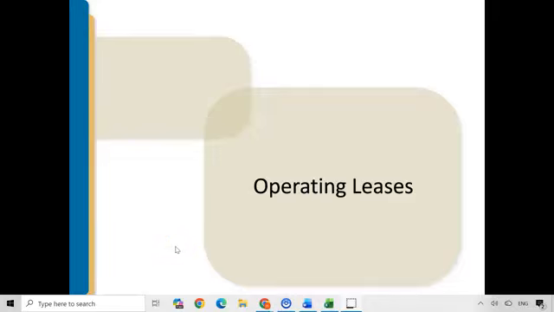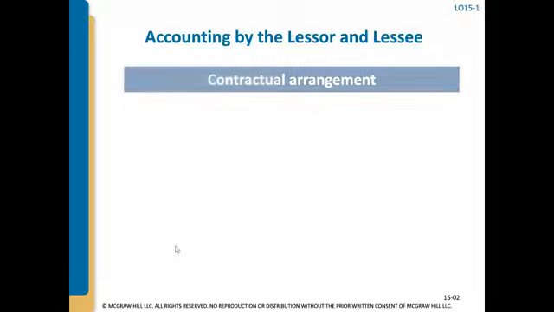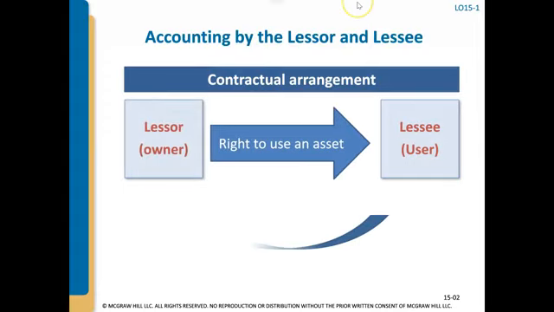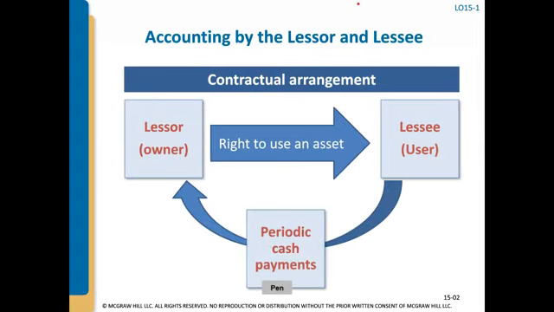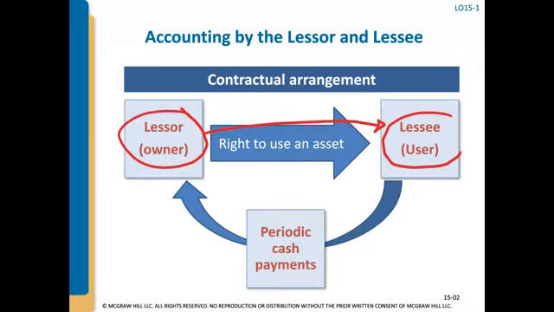Hello. In this video, I'll be talking about operating leases. A lease is a contractual arrangement between a lessor, that's the owner of an asset, who leases a right to use an asset to a lessee, who is the user of the asset. And in return, the lessee makes periodic cash payments to the lessor.